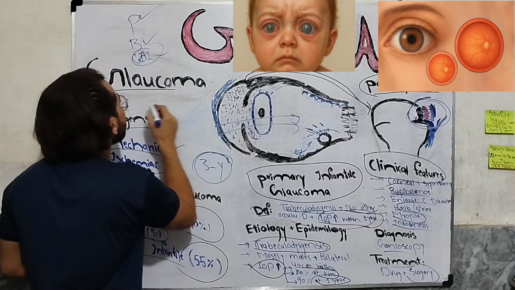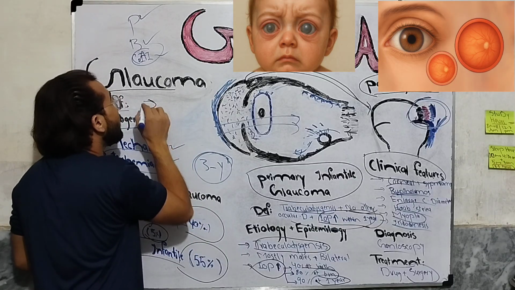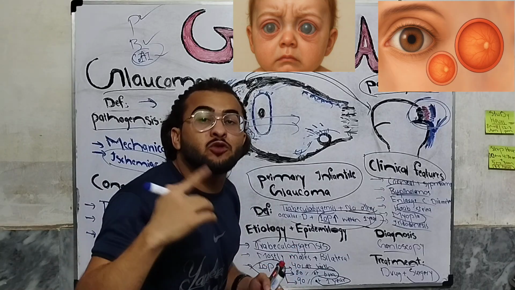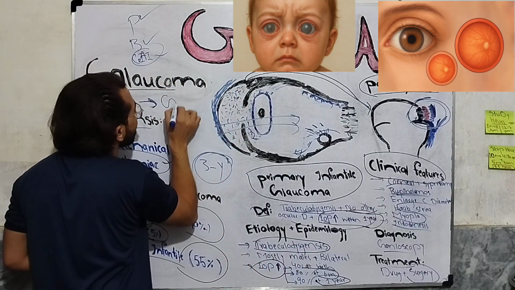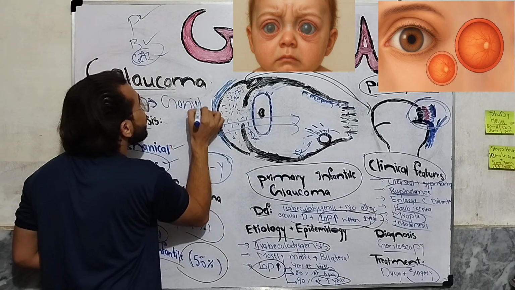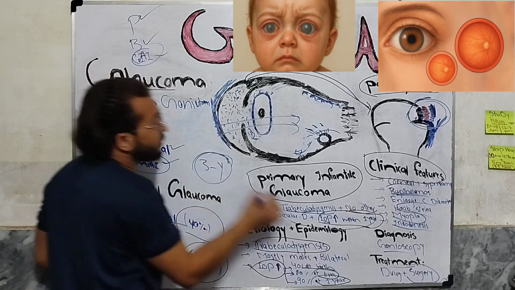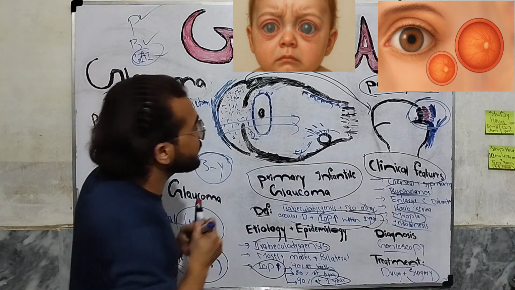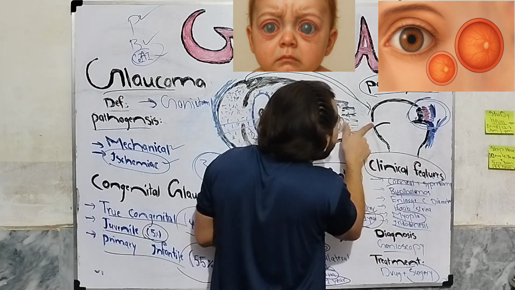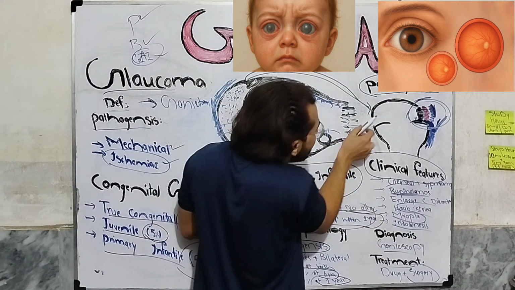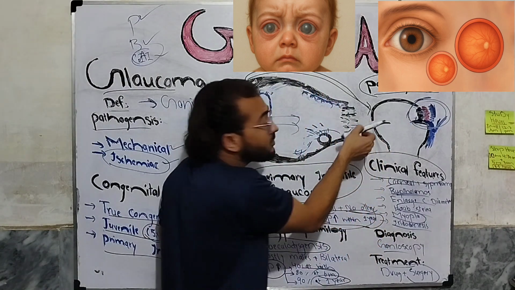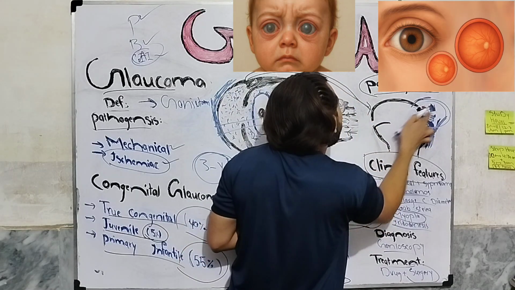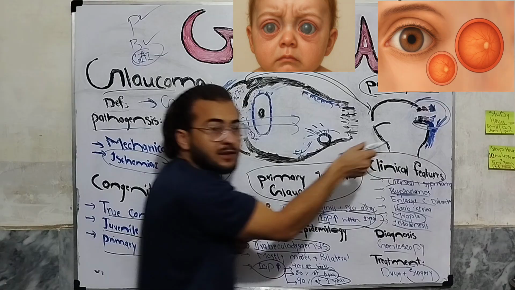The first surgery we can indicate, which is the primary treatment of choice, is goniotomy. Goniotomy is the primary treatment of choice in primary infantile glaucoma. In goniotomy, what are we doing? We are making an incision in this maldeveloped trabecular meshwork.